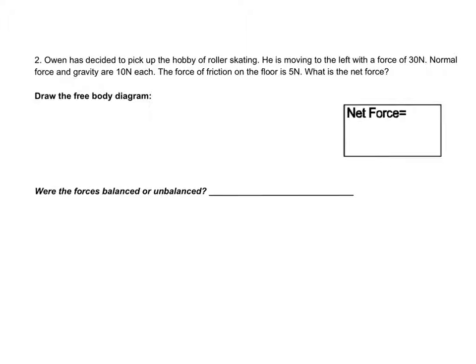Again, you're going to draw your free body diagram in the space provided. Calculate the net force in the box to the right. And finally, let me know whether or not the forces were balanced or unbalanced.